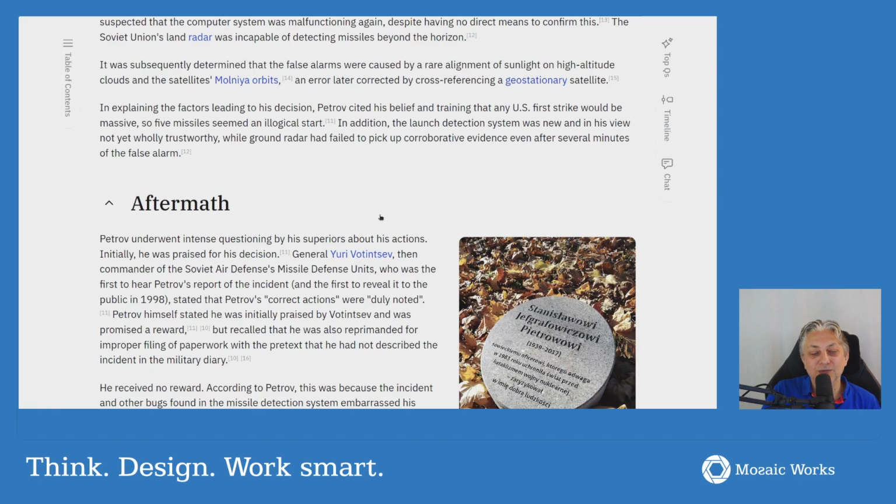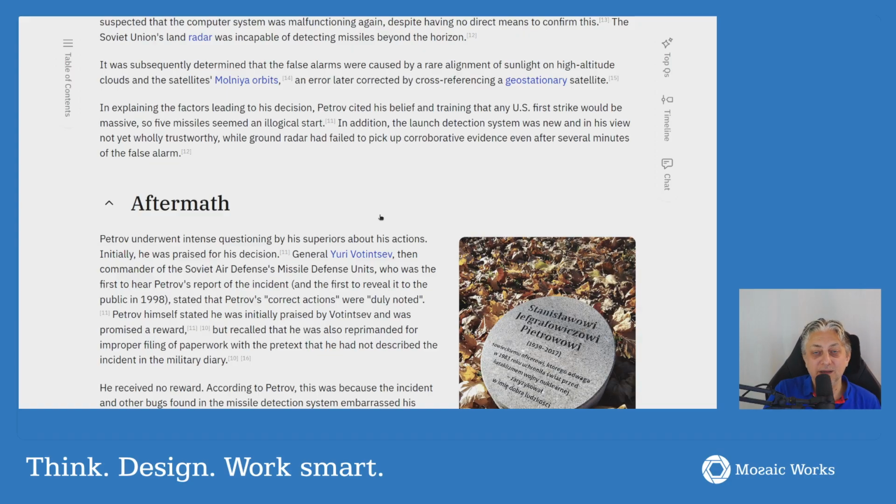And now, this is what I like. What was the source of this problem? It was subsequently determined that the false alarms were caused by a rare alignment of sunlight on high-altitude clouds and the satellite's Molniya orbits, an error later corrected by cross-referencing a geostationary satellite.